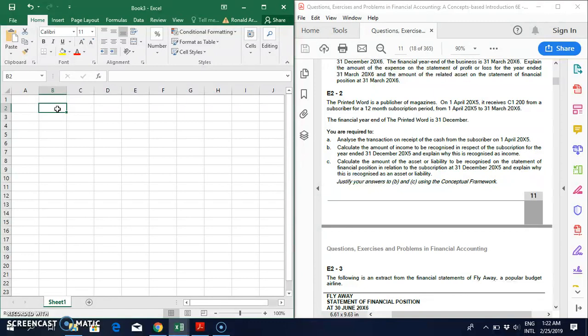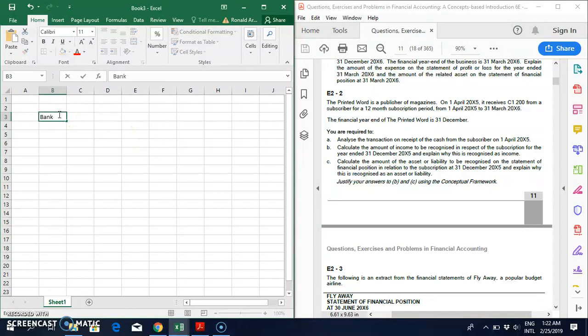Now, when they ask you to justify your answer with the conceptual framework, that is when you should ensure that you explain the definition. You have the definition there, explain the definition, and then apply the definition. So let's look at the first part. It says analyze the transaction. So it says on the 1st of April you received 1,200 Rand.